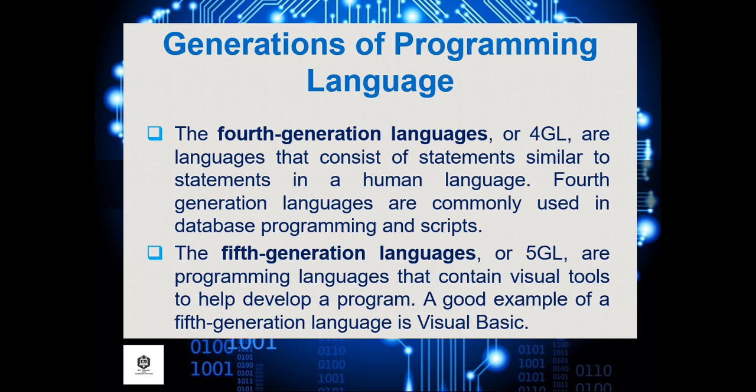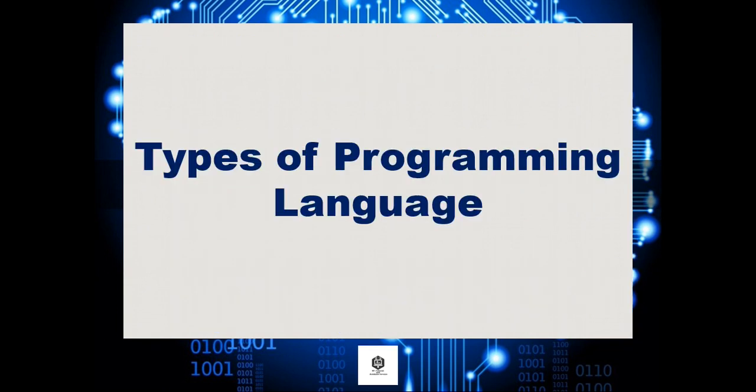Next is the fourth generation languages or 4GL, those languages that consist of statements similar to statements in a human language. Fourth generation languages are commonly used in database programming and scripts. Then, the fifth generation languages or 5GL are programming languages that contain visual tools to help develop a program. A good example of a fifth generation language is Visual Basic.